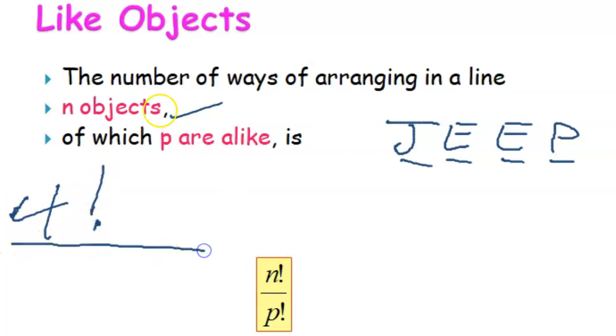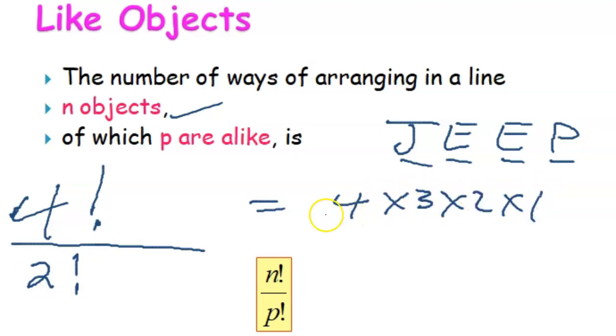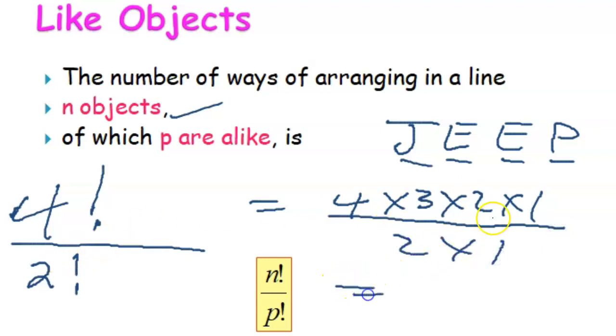N is just the total number of objects. And notice E appears twice. So it's 4 factorial divided by 2 factorial, since one character appeared twice. Now 4 factorial is 4 times 3 times 2 times 1, and 2 factorial is 2 times 1. So the 2 times 1 in the numerator divides into the 2 times 1 below, and we're left with 4 times 3, which is 12. So the number of ways of arranging these 4 characters would be 12 ways.